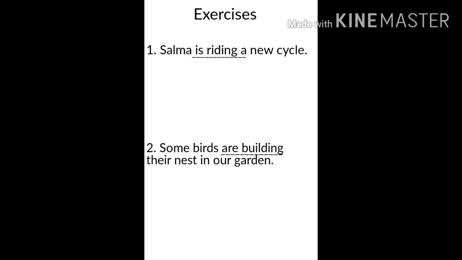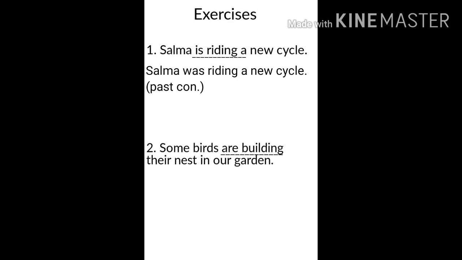Here, Salma is a singular noun. So, we should use was plus verb plus ing. So, what is the verb here? Ride. Good. So, the answer will be Salma was riding a new cycle. Let's move on to the second sentence.